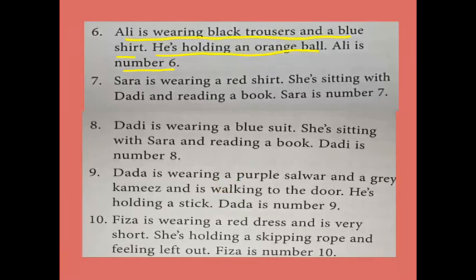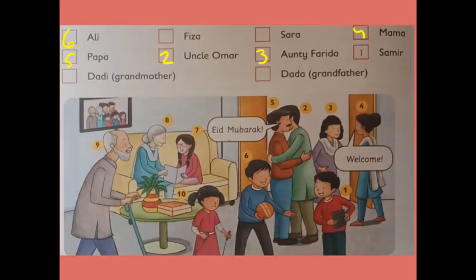Next is Sarah. Sarah is wearing a red shirt. She is sitting with Dadi and reading a book. Dear student, let's find Sarah. Dear student, can you find Sarah? Well done. This is Sarah, who is wearing a red shirt and also sitting beside grandmother or Dadi. So her number is number 7. Dear student, in Sarah's block we will write number 7 because her number is 7.